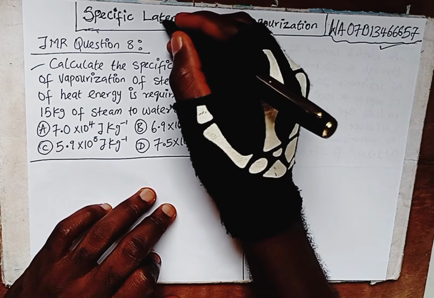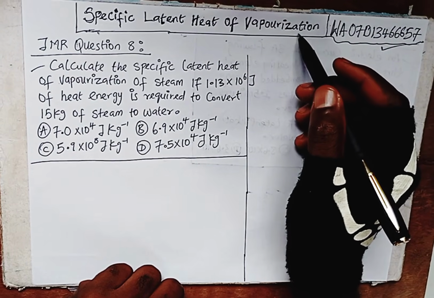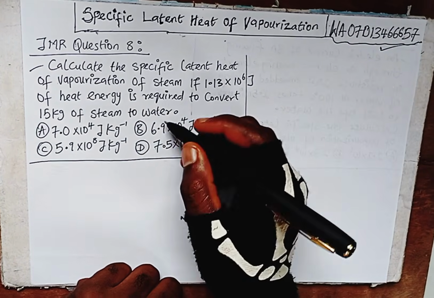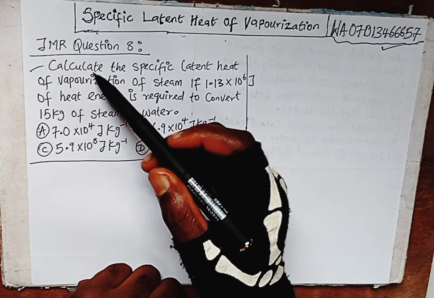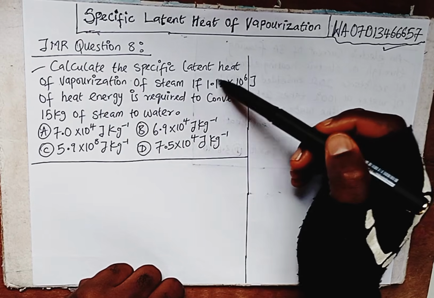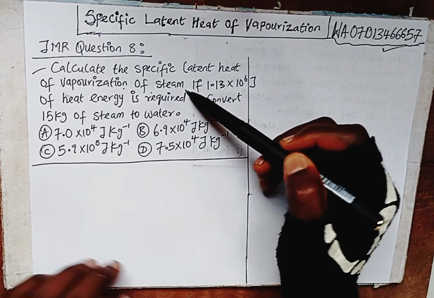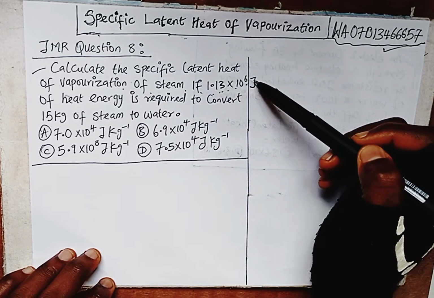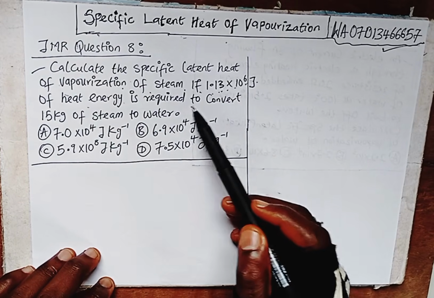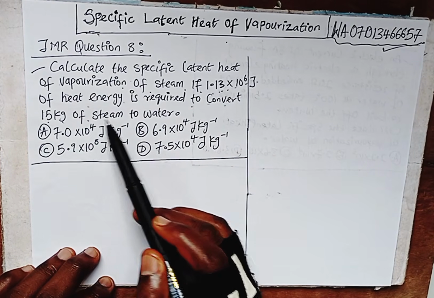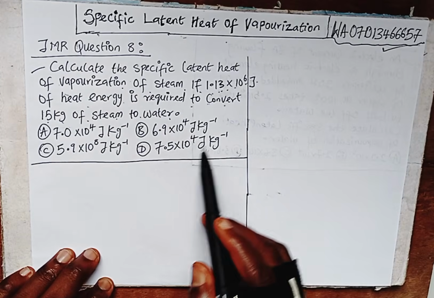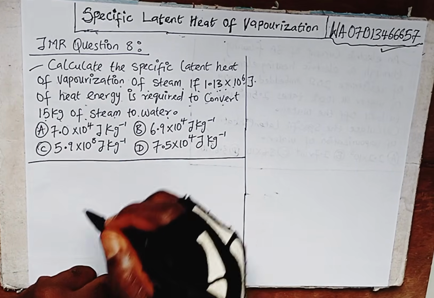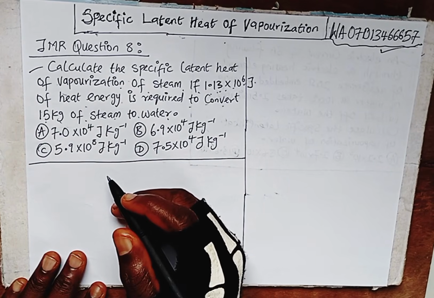All right, so specific latent heat of vaporization. We did specific latent heat of fusion, now we are doing vaporization. The question in front of us reads: calculate the specific latent heat of vaporization of steam if 1.13 times 10 raised to the power 6 joule of heat energy is required to convert 15 kilogram of steam to water. These are the options provided, all represented in standard form, so we have to be very fast. This is a very, very easy question.